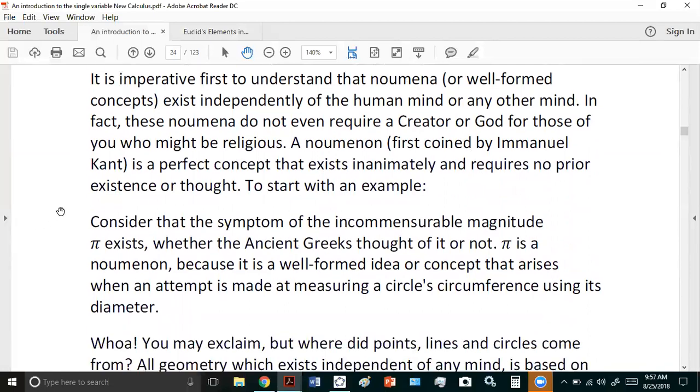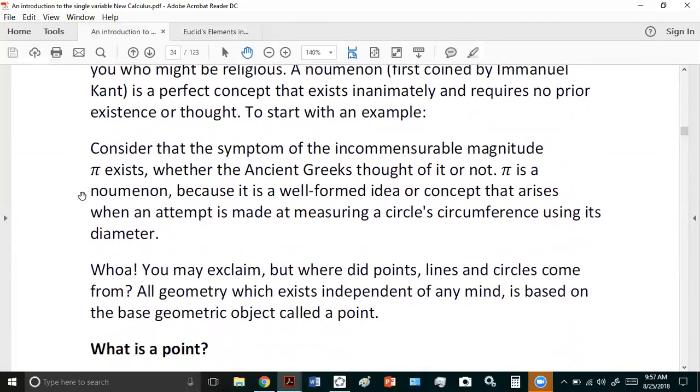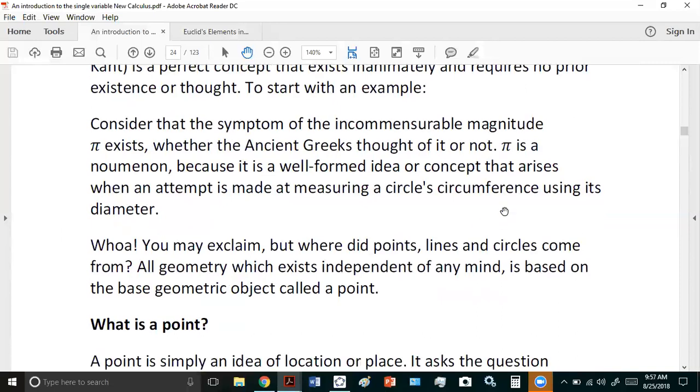So probably the most common example is the symptom of the incommensurable magnitude pi, right? It exists whether the ancient Greeks thought of it or not. In fact, even aliens can arrive at it because it's not an invention, it's perfect knowledge. It is a noumenon because it is a well-formed idea or concept that arises when an attempt is made at measuring a circle's periphery using its diameter.